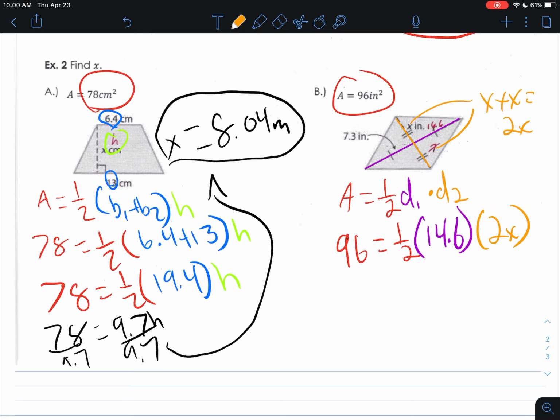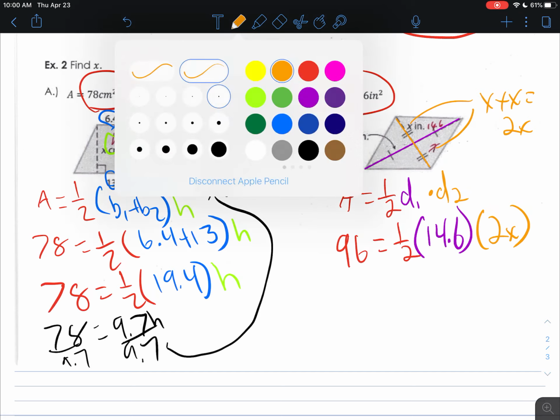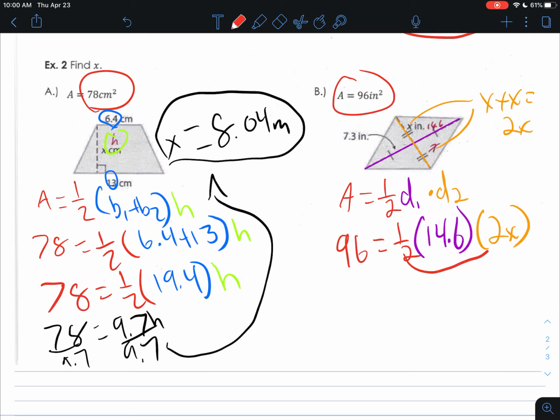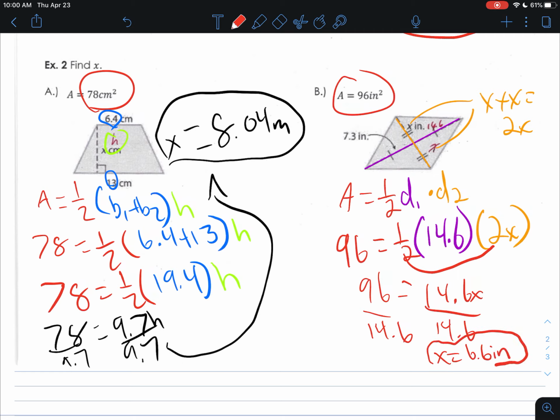When you simplify, you will multiply out first, multiply 1/2 and 2x, which then just turns into x. And it would be 14.6x equals 96. Divide both sides by 14.6. And you will get x equals 6.6 inches. That would be your final answer. If you have any questions, let me know.